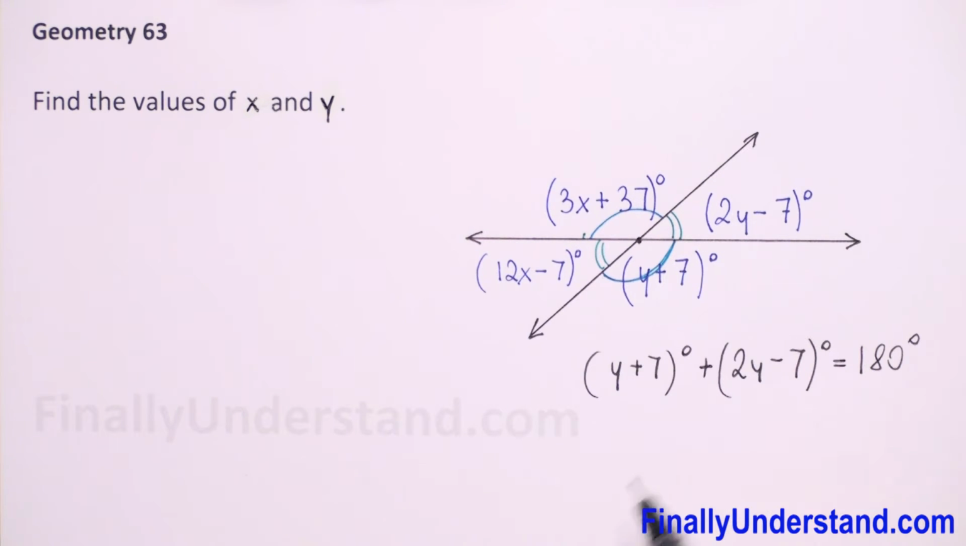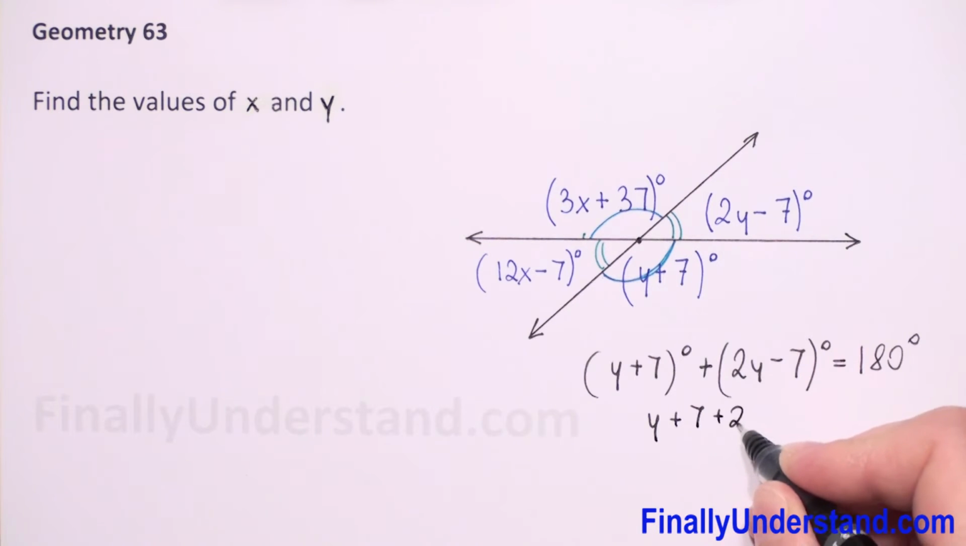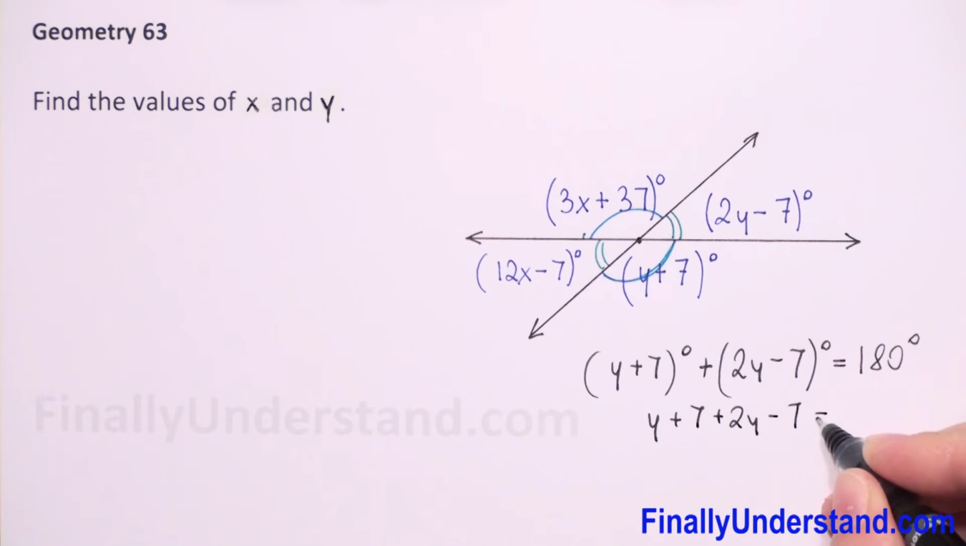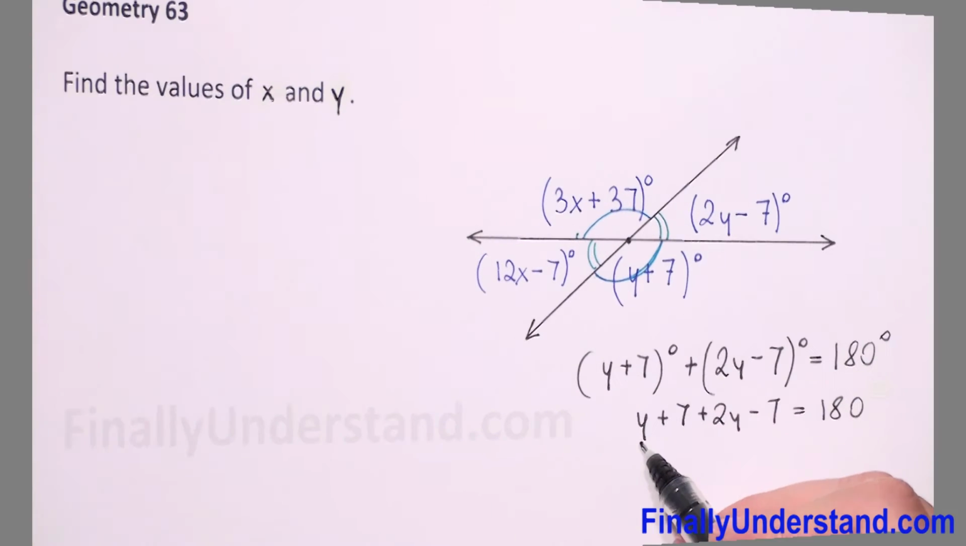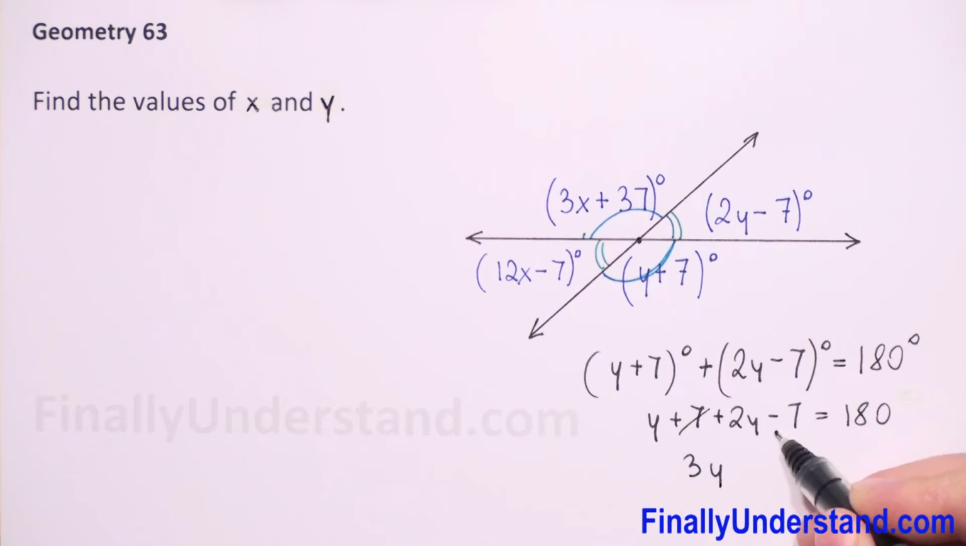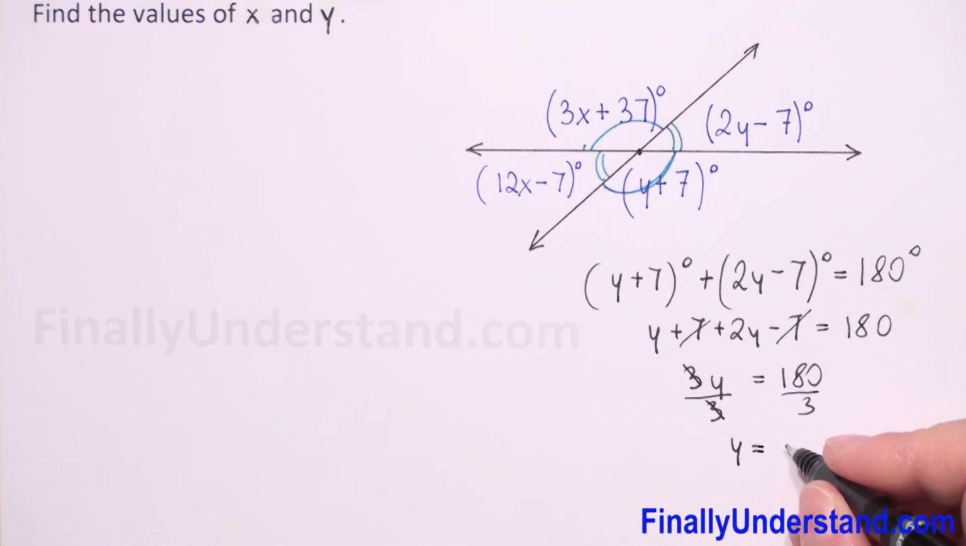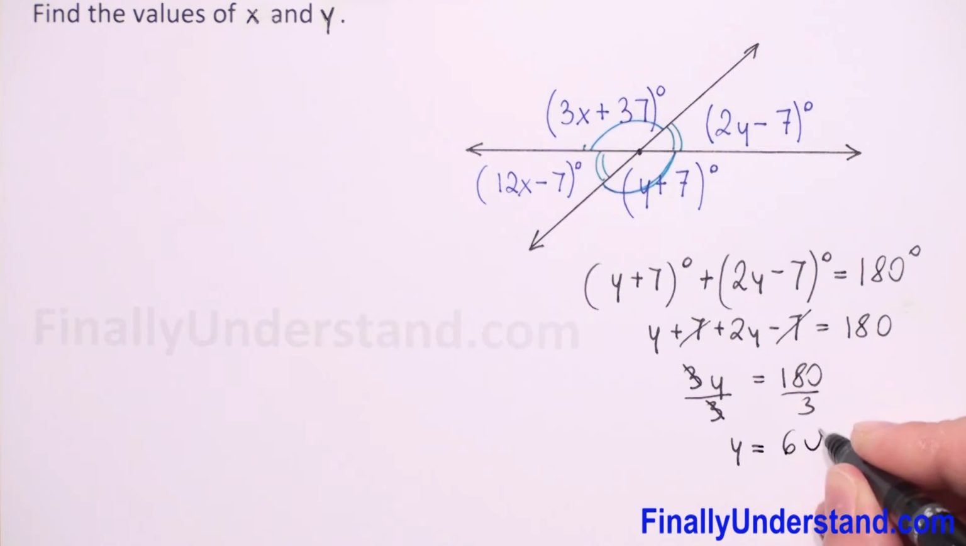Let's forget about degrees first. So we have y plus 7 plus 2y minus 7 is equal to 180. Now we can combine the like terms. y plus 2y is 3y, 7 and negative 7 we can reduce, is equal to 180. Now we will divide both sides by 3. 3 and 3 we can reduce, and we have that y is equal to 60.